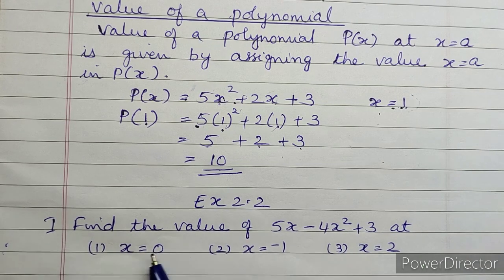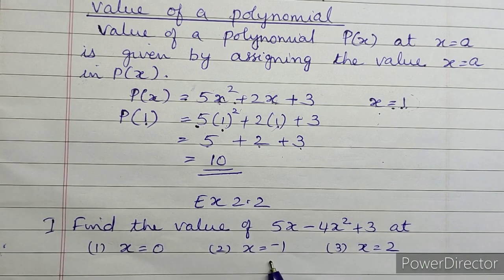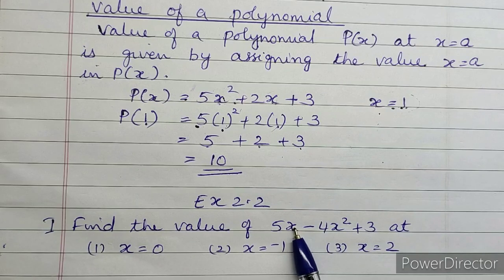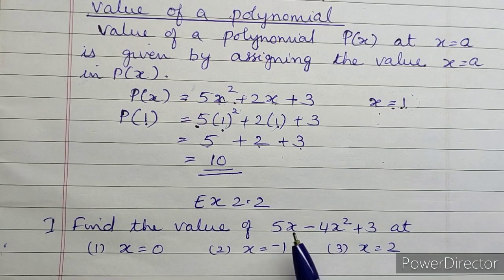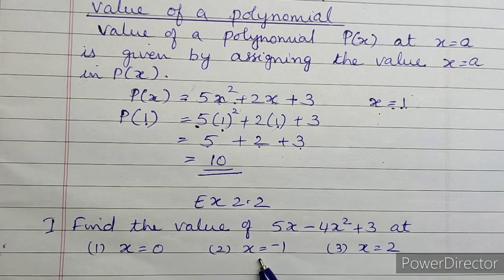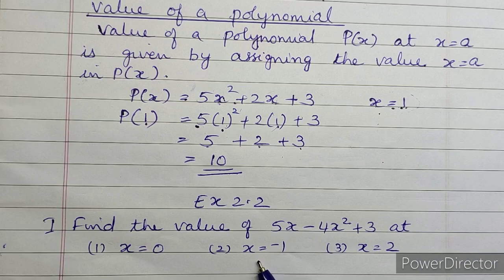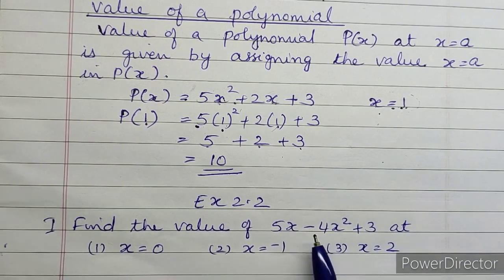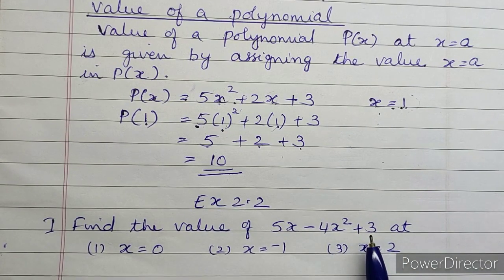That will be p of 0. Next one is p of negative 1. Instead of x, you are putting negative 1. So wherever x comes, you have to put negative 1 and simplify it. So that will be the value of the polynomial at x equals minus 1. Next sum is x equals 2. So in this polynomial, wherever x comes, you have to put it as 2 and find the value.